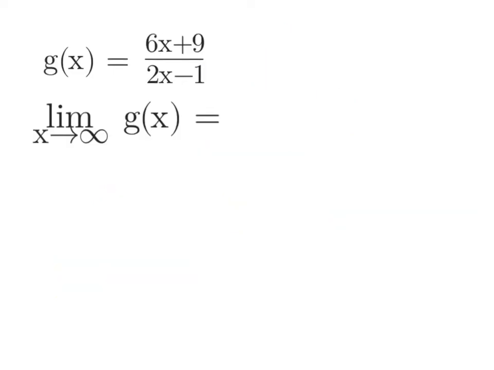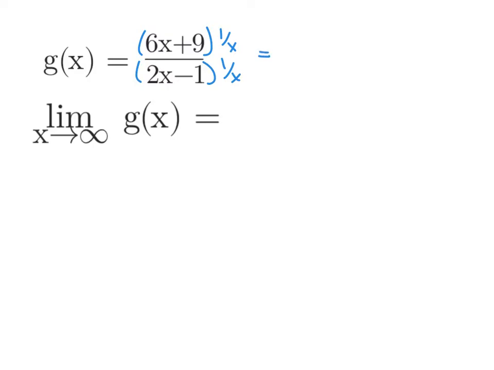But through the magic of division, or multiplying the numerator and the denominator by the same fraction, we can use this technique to help us find these limits as x approaches infinity. So when I'm looking at g of x is equal to 6x plus 9 over 2x minus 1, what I want to do is multiply the numerator and the denominator by the same thing. This time, I'm going to multiply it by 1 over x.